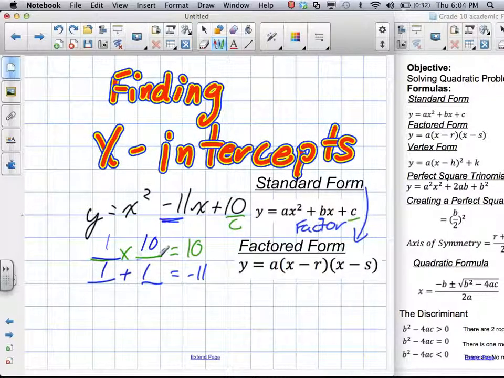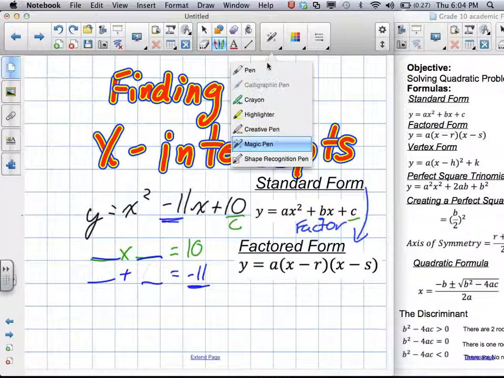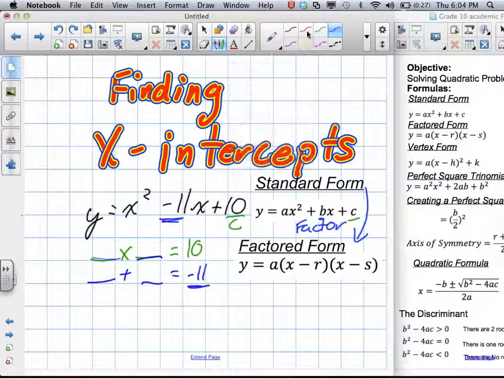Would it be negative? It won't give us negative 11, right? But if they're both negative, let's try that. Negative 1 times negative 10 is positive 10 still. Yeah, negative times a negative. Negative 1 plus negative 10 is negative 11. So those are the two that will work.